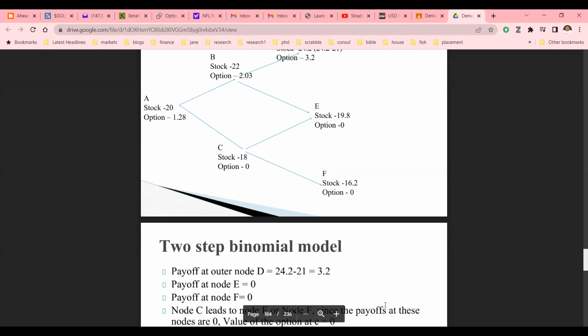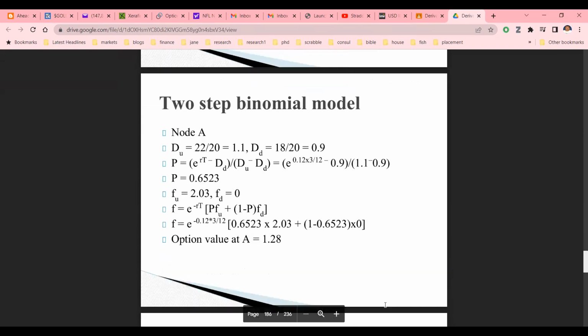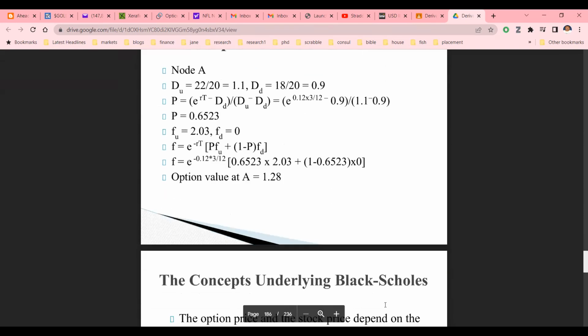Now we know C's value, we know B's value, use that to get A using the same formula. No need to worry about the exact details of the formula, but logically understand how you get it. So that's how we get it. So this is the binomial model. Of course, the binomial model has some assumptions, so technically it is not that accurate a model. And hence we shifted to something called the Black Scholes model.